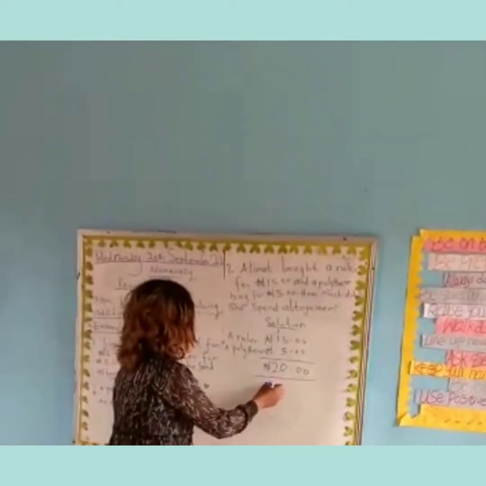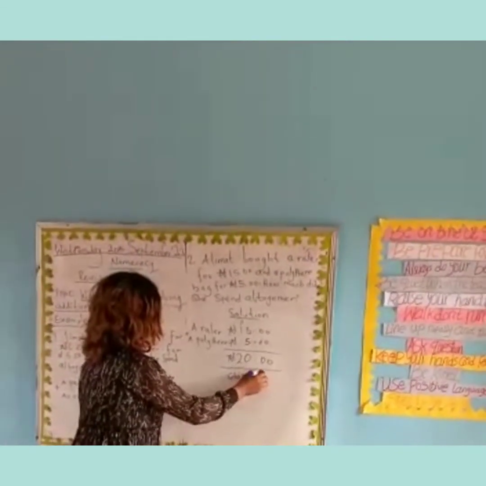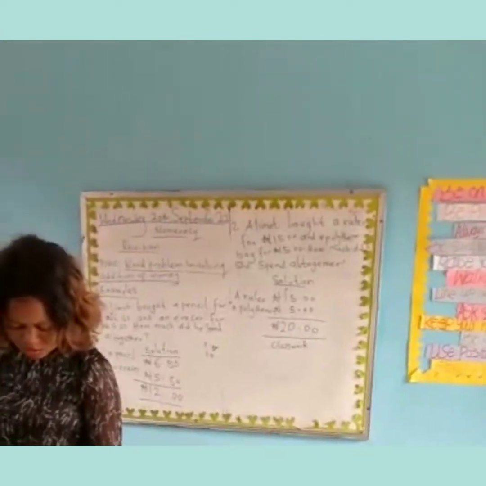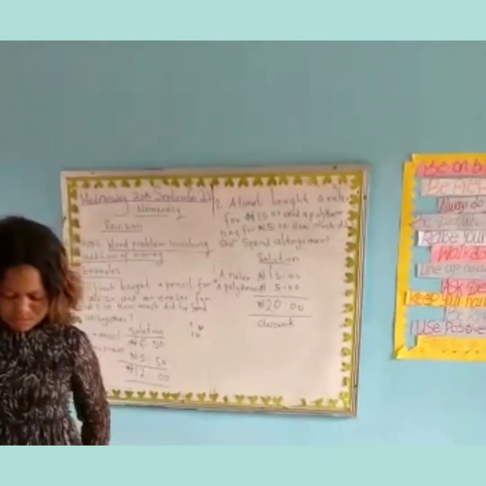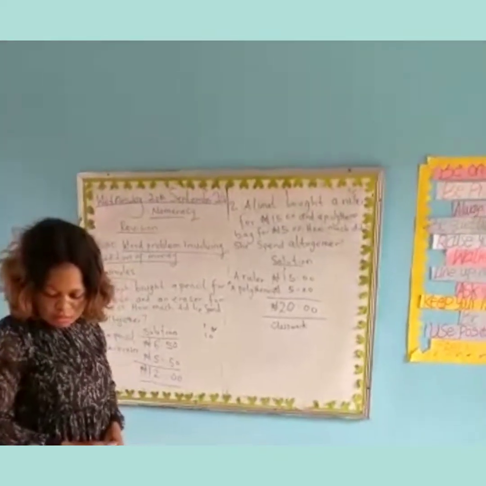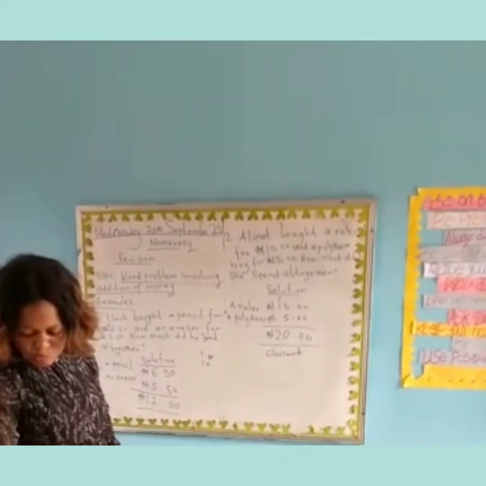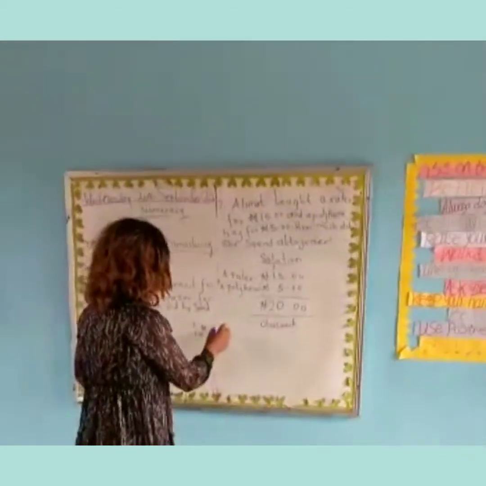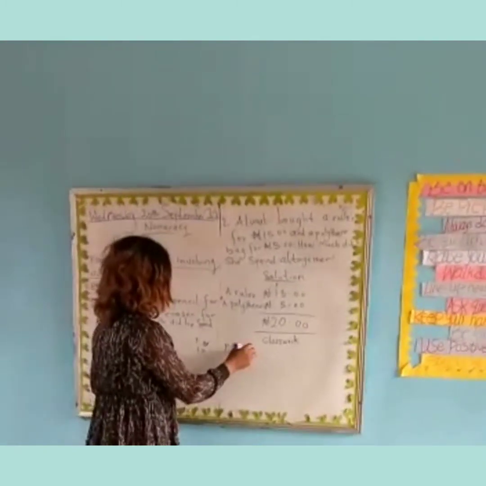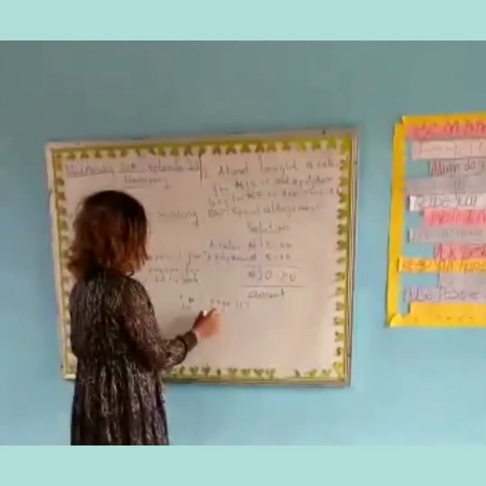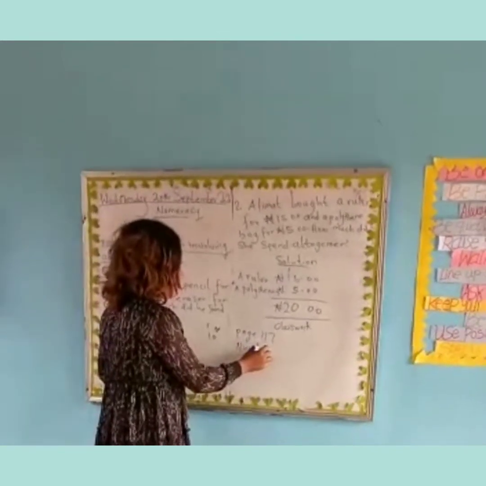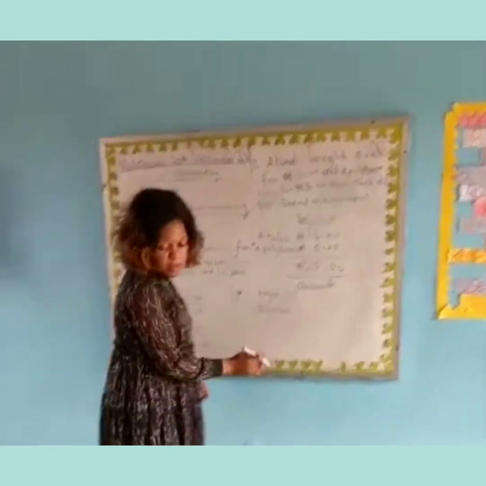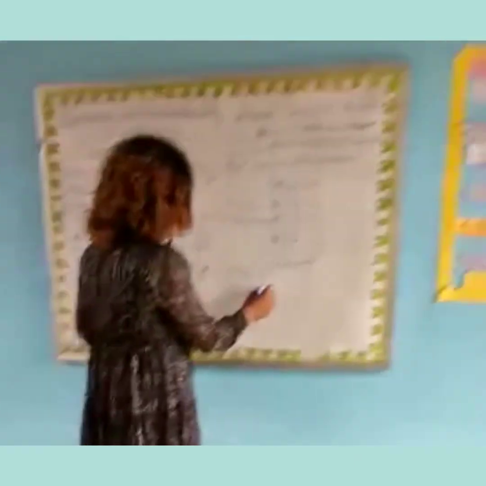This is classwork, page 117. Page 117. You start from number 3 to 6. Okay? Page 117, number 3 to 6.